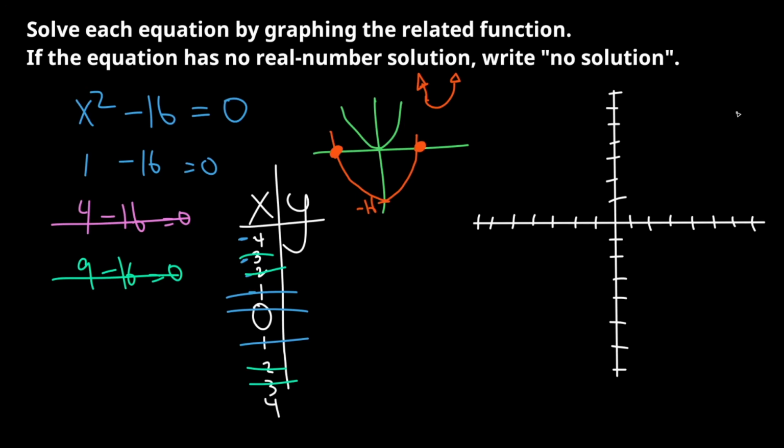I'll plug in 4. So 4 squared is 16 minus 16 equals 0. Well, that's a true statement. So that means when x equals 4, and likewise, when x equals negative 4, it will equal 0. So these points are 4 and negative 4. We could graph this and plot each point.